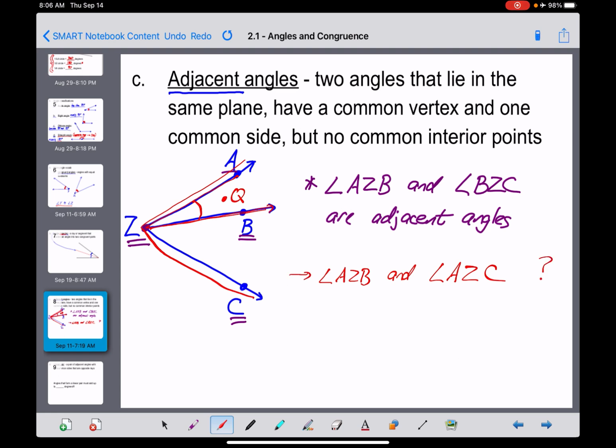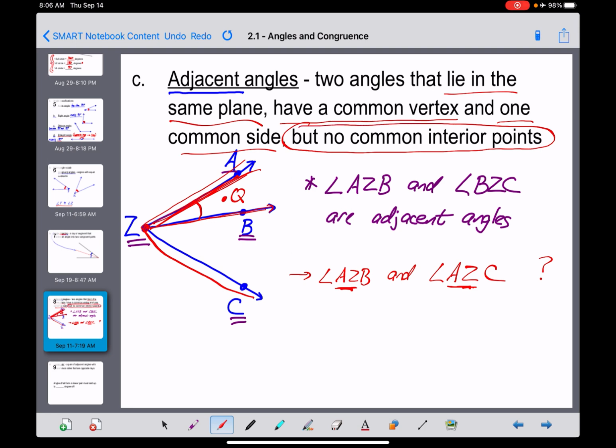Let's go back to our definition. Do those two angles lie in the same plane? Yes, they do. Do they have a common vertex? I can tell that from the names, guys. Yeah, they both have a vertex at point Z. So yes. Do they share a common side? I can tell that from the name as well. They both have ray ZA, which is this ray right here, guys, as one of their sides. But where this one falls apart is right here.